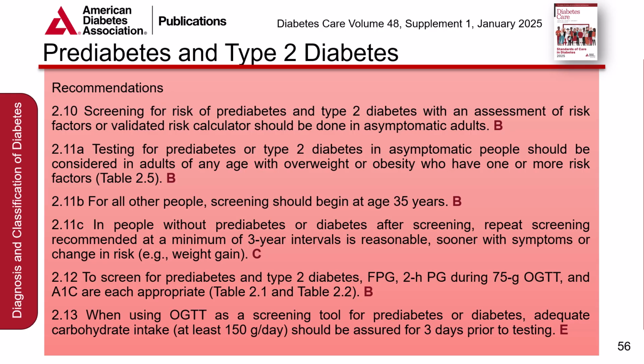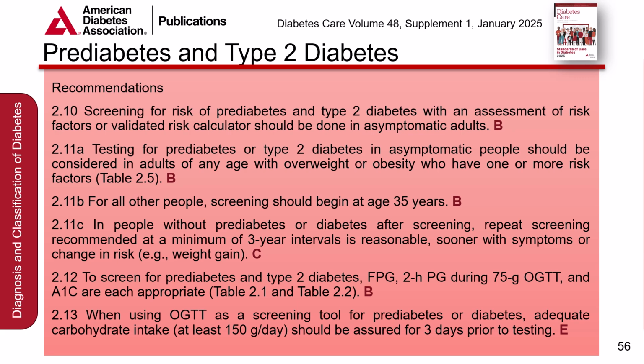2.11a. Testing for prediabetes or type 2 diabetes in asymptomatic people should be considered in adults of any age with overweight or obesity who have one or more risk factors. Level of evidence B. 2.11b. For all other people, screening should begin at age 35 years. Level of evidence B.